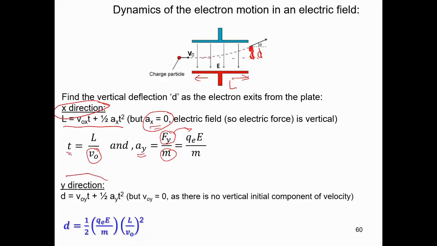Then you just need to solve the kinematics in the y direction. Do the same thing. The y deflection d is v naught y t plus 1/2 a t squared. But v naught y is 0 because there's no initial vertical component. Initially the electron was only traveling horizontally, so this is 0. That makes it easy. So it's 1/2 a_y times the time squared from here, and that's how you can find the vertical deflection. We're going to solve many problems based on this.